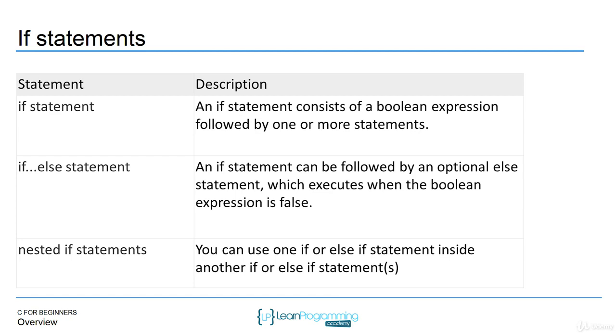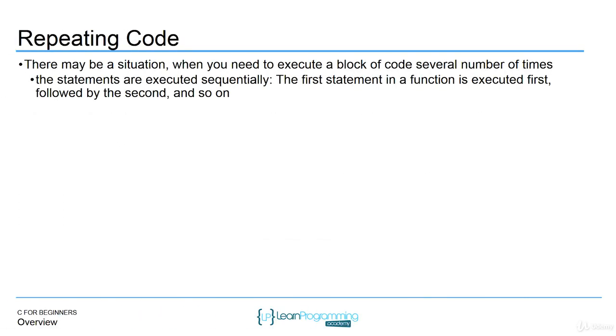As far as repeating code goes, which is again another control flow mechanism, because you're no longer going sequentially, right? With repeating code, you're going to be executing the same code a number of times. So there may be a situation when you need to execute a block of code several times. The statements are executed sequentially. The first statement in a function is executed first, followed by the second, and so on. This is kind of the block of code of the loop body.